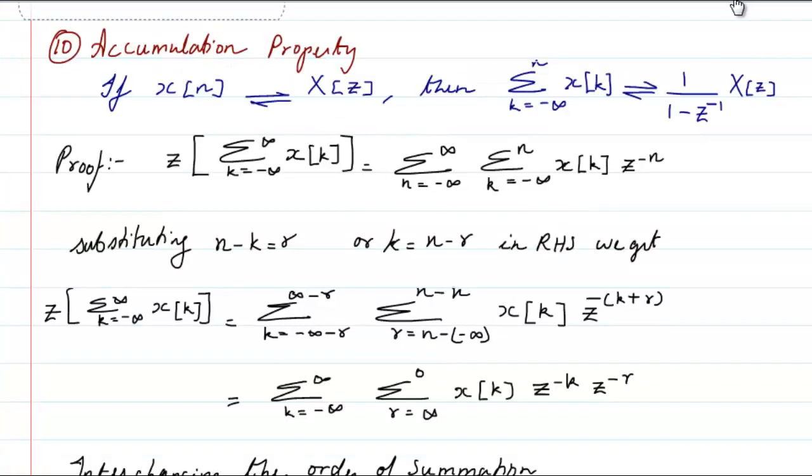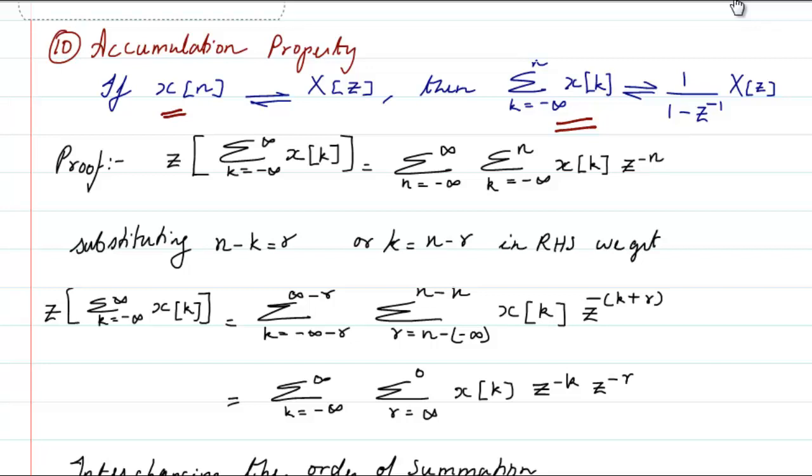Next is the accumulation property, which is similar to the integration property in Laplace. Okay, so what we are having is a signal x of n, and x of n has many different values for different values of n. If I add up all the values of x of n right from minus infinity to the present value n, then what I am having is an accumulation of x of n. That means you are accumulating one by one, adding up all the values that are there in x of n at all values of n.